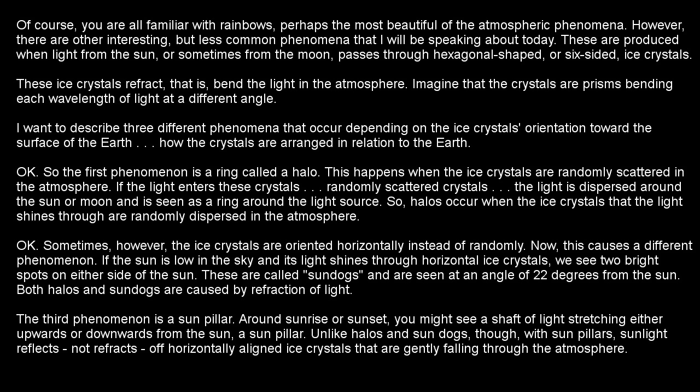Okay. Sometimes, however, the ice crystals are oriented horizontally instead of randomly. Now, this causes a different phenomenon. If the sun is low in the sky and its light shines through horizontal ice crystals, we see two bright spots on either side of the sun.